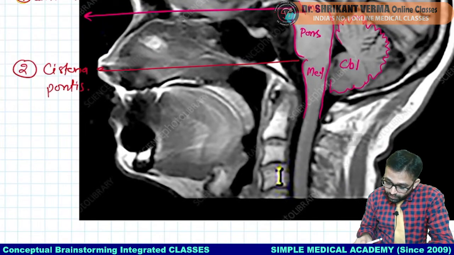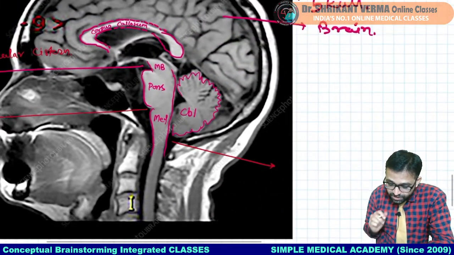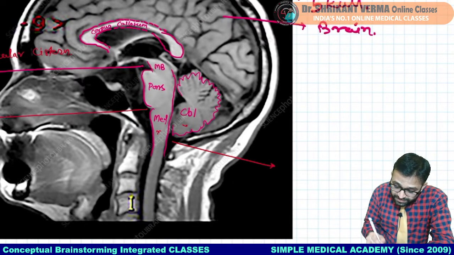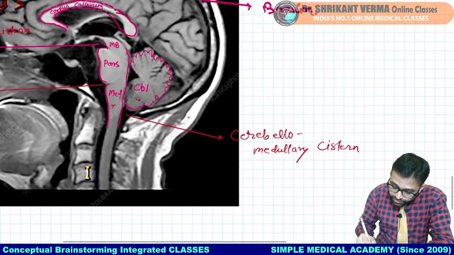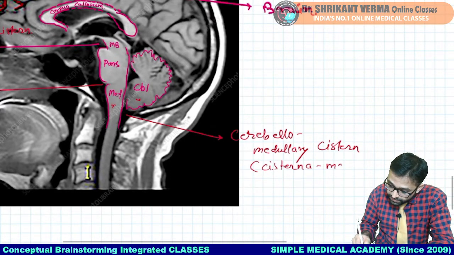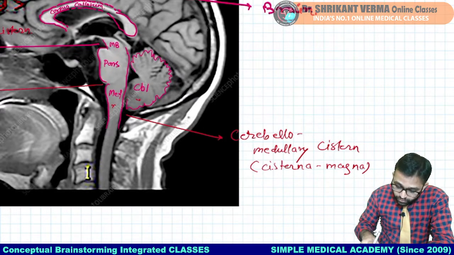Fine. Now, can you tell me in this image what should be the name of this cistern which is close to the medulla and the cerebellum? Yes, this will be our cerebellomedullary cistern. Also, this is known as, very good, our cisterna magna. Getting the point? Fine. Now, try to understand.